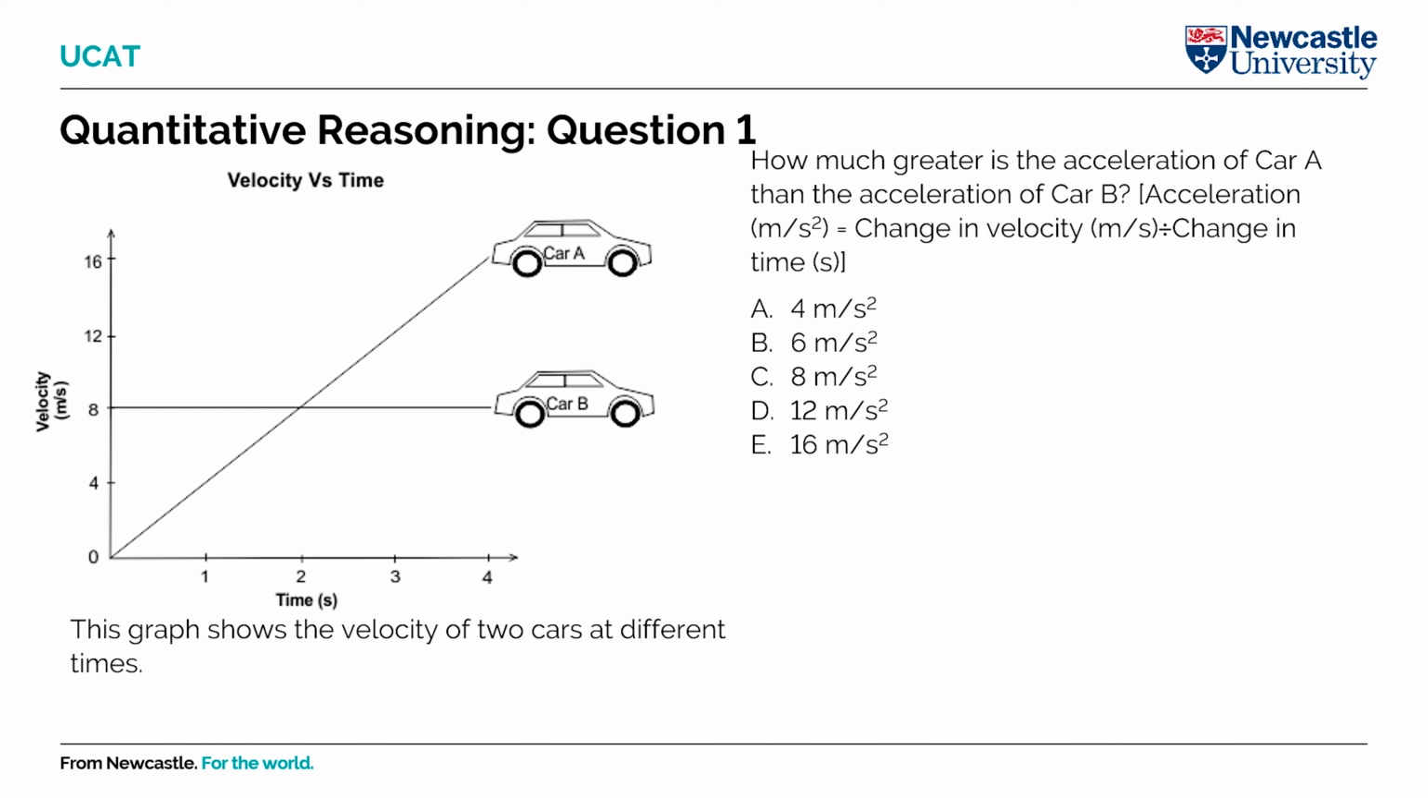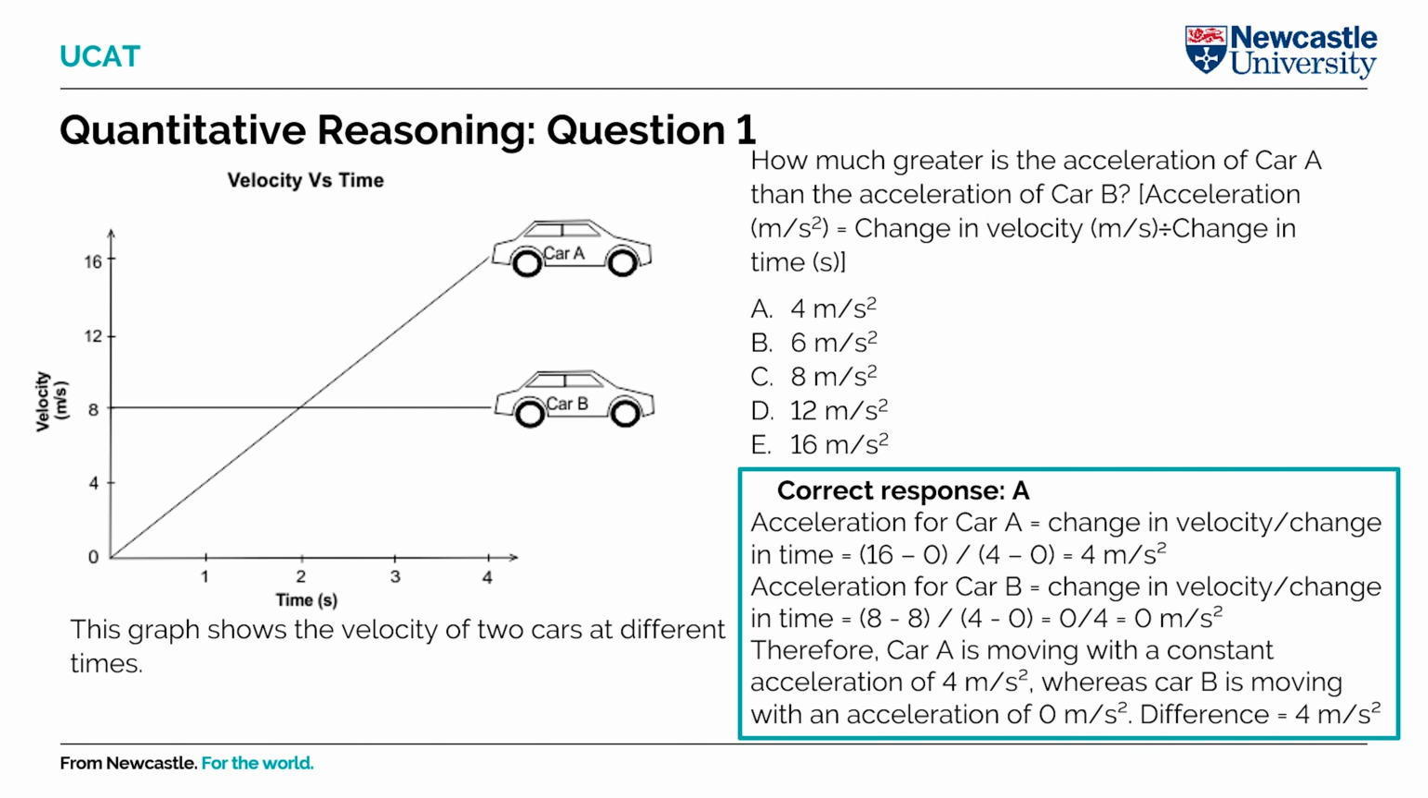Now let's look at the answer for this one. So how much greater is the acceleration of car A than the acceleration of car B? And then it gives you the formula here. The answer to this one is A. So the acceleration of car A is change in velocity divided by change over time. So you can do this calculation, and well done if you did get that.